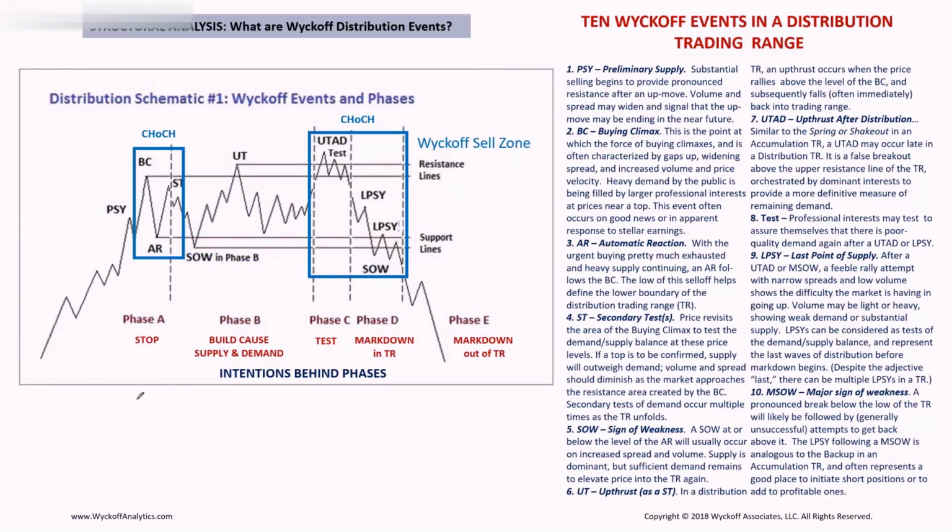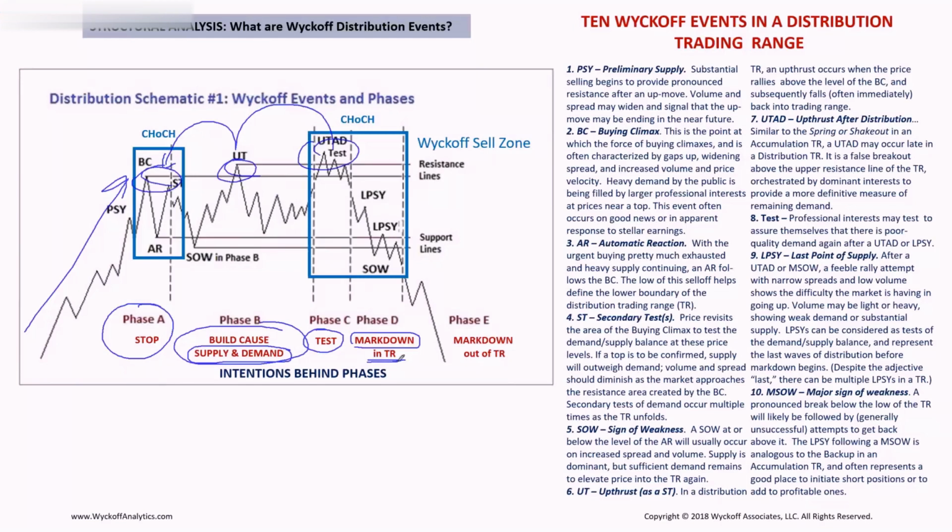Intentions behind phases in distribution are the same as in the accumulation. Phase A, as I mentioned, is a stop in action of the uptrend. Phase B is a cost building, and this phase defines the relationship between supply and demand. Phase C is the final test of the demand at the resistance level. Phase D is the initial markdown within the trading range, whereas phase E is going to be the markdown outside of the trading range.